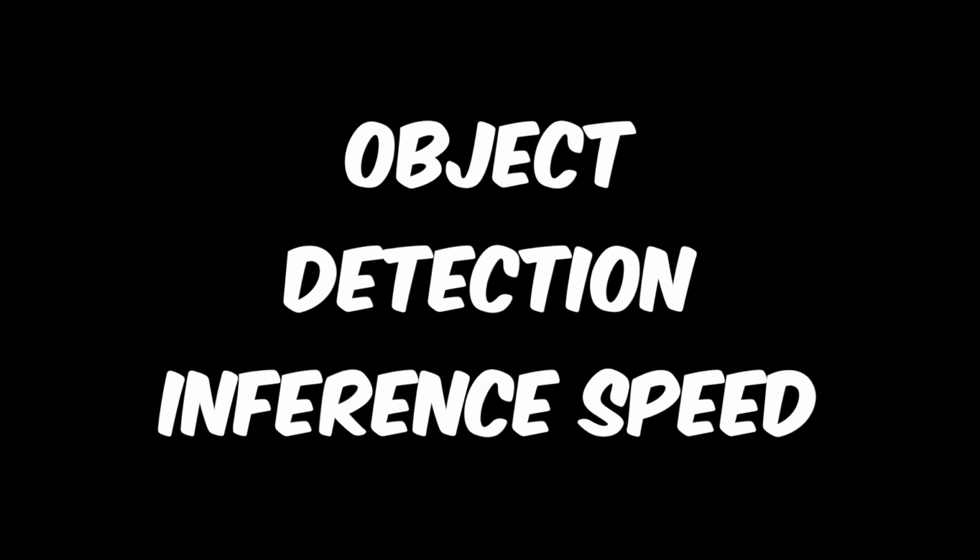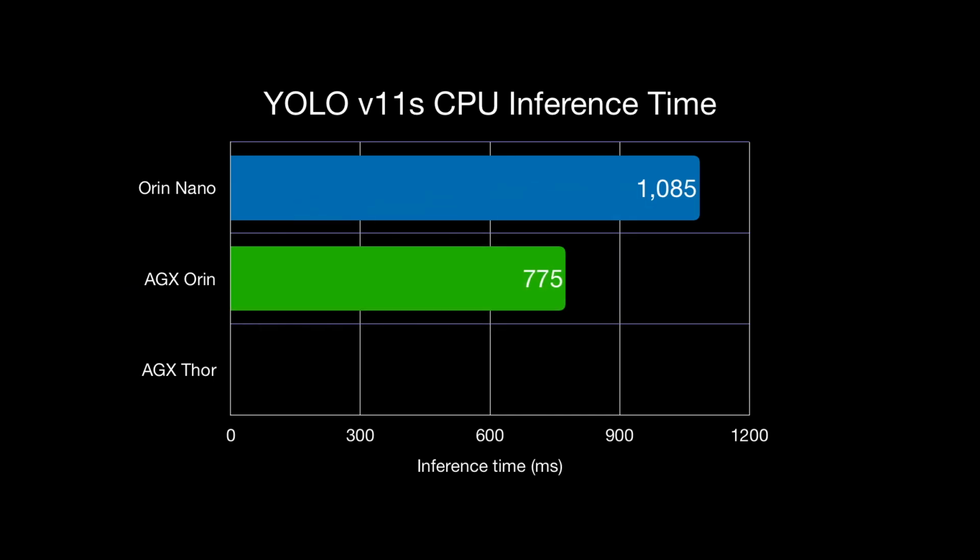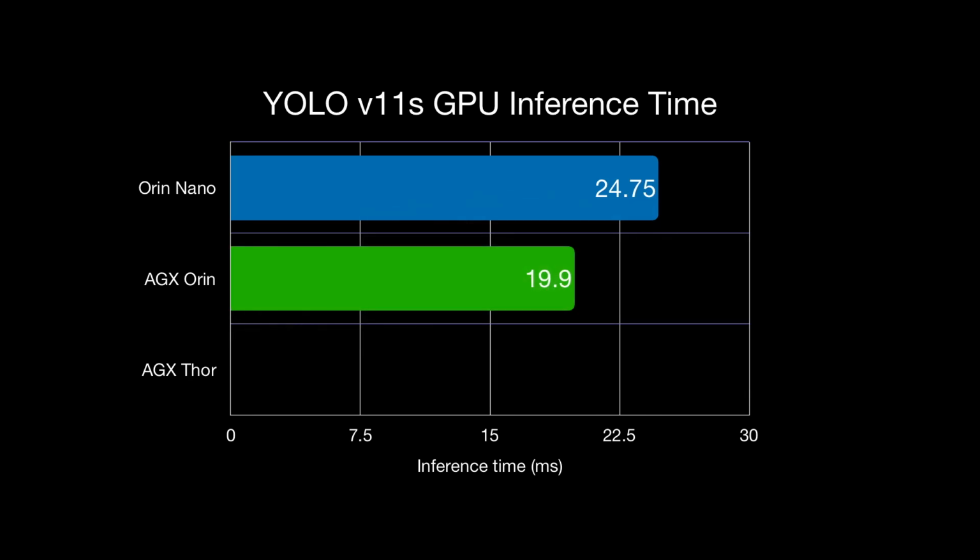Let's sum it up. When we look at the numbers on a graph, it's pretty much what we expect. If we are just using the CPU, inferencing takes a long time. We know that. That's why we have GPUs. Once we get on the GPU, the speedup is quite dramatic. On the Orin Nano Super, we go from 1100 milliseconds to just under 25. That's a 44 times speed up.